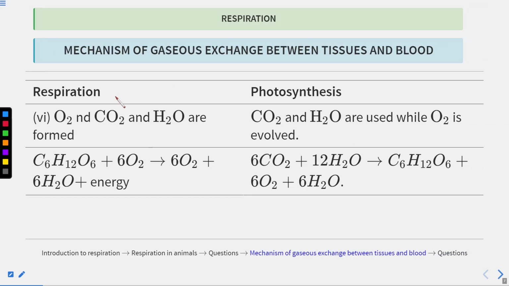Now let's talk about the difference between respiration and photosynthesis again. So here oxygen, carbon dioxide and water are formed. Alright, and carbon dioxide and water are used while oxygen is evolved. So this is what is happening during photosynthesis. We have seen in the equation of respiration that carbon dioxide and water are formed, whereas during photosynthesis, inorganic molecules such as carbon dioxide and water combine together to form the glucose molecule, and in this process oxygen is also evolved. So this is the equation for respiration and this is the equation for photosynthesis.